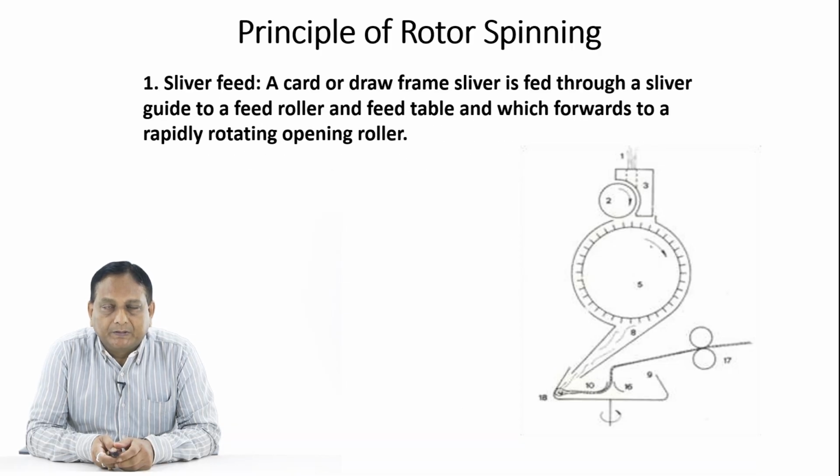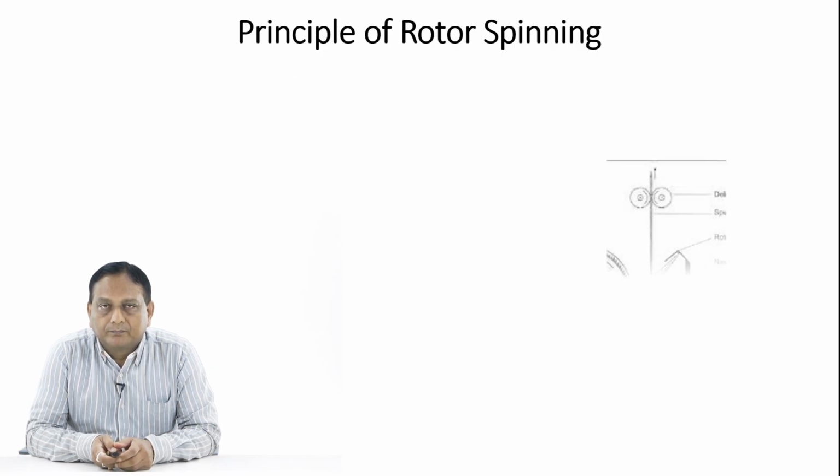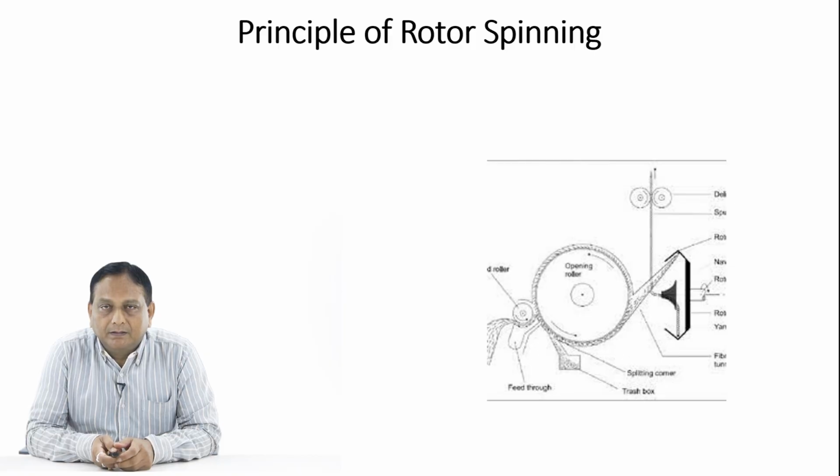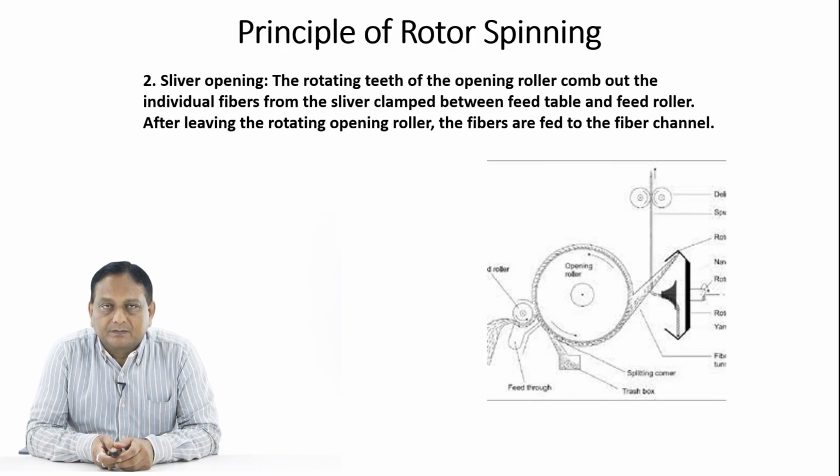Now the first principle is sliver feed. A card or drawframe sliver is fed through a sliver guide, as you can see in the figure, to a feed roller and feed table, which forwards it to a rapidly rotating opening roller, as is seen in the figure. So this is the first principle of rotor spinning. Now let us see what the second principle is.